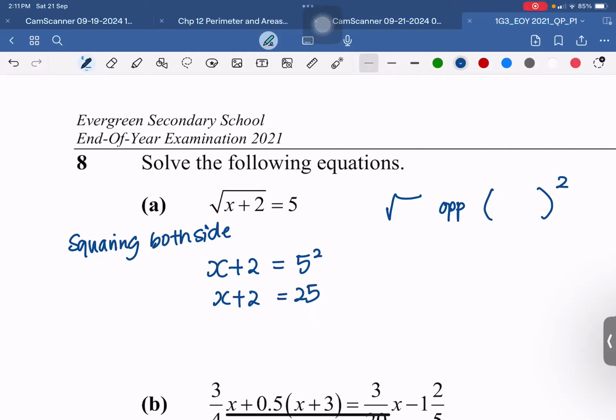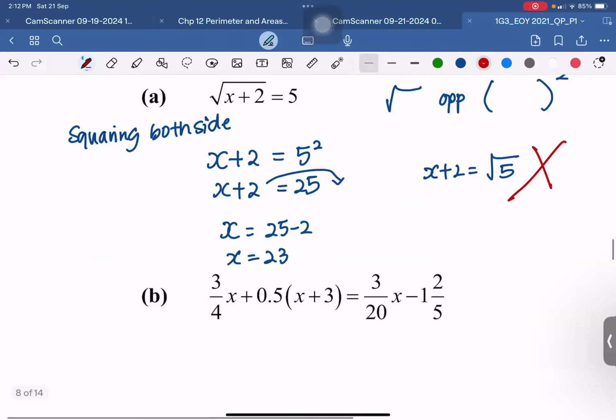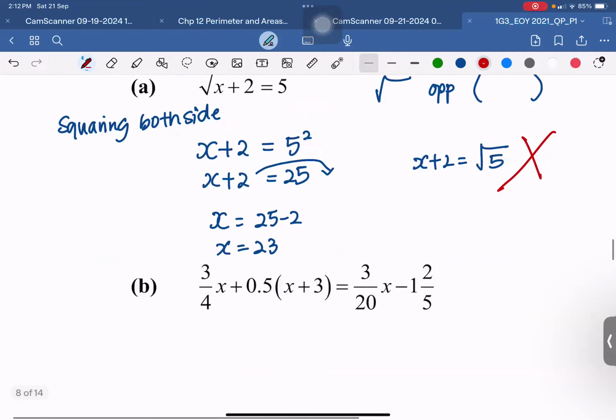Then now the answer should be easy, straightforward. So it'll be 25 minus 2. That will be x equals 23. Some students shift the square root over to the other side. This is wrong, not correct. Please take note.